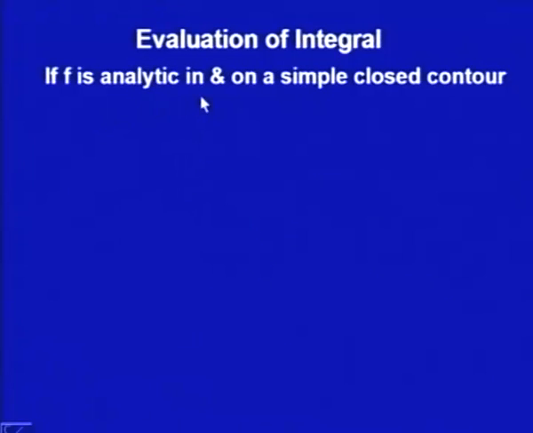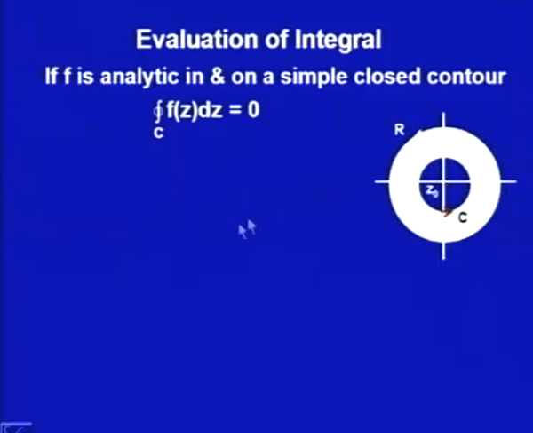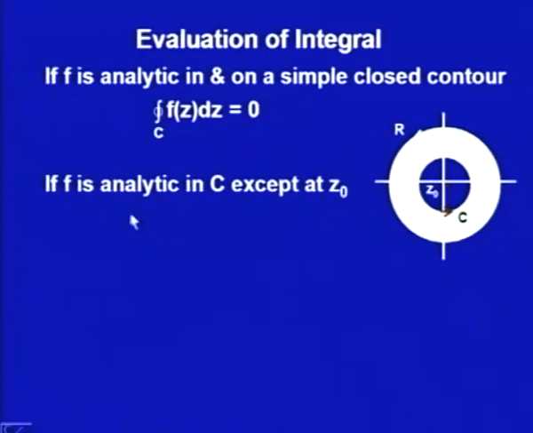If f is analytic in and on a simple closed contour, then the integral along that contour of f z dz would be 0. This we know, this is our Cauchy integral theorem. Now, if f is analytic in C except at z naught, then by the result which we just obtained, the integral along this contour of f z dz is 2 pi i times the residue of f at z equal to z naught. So, now we have got a new formula.